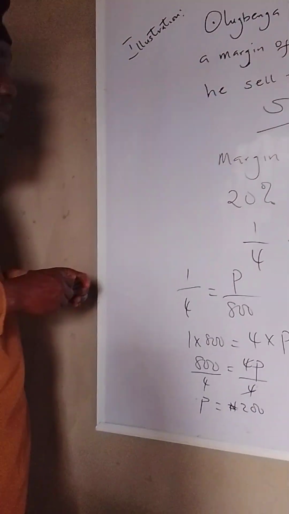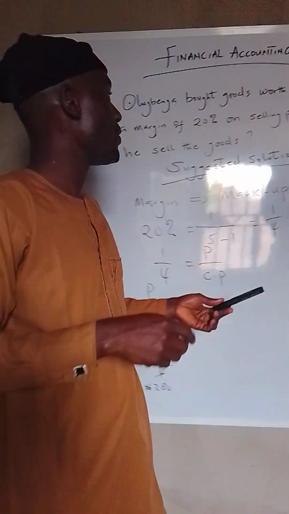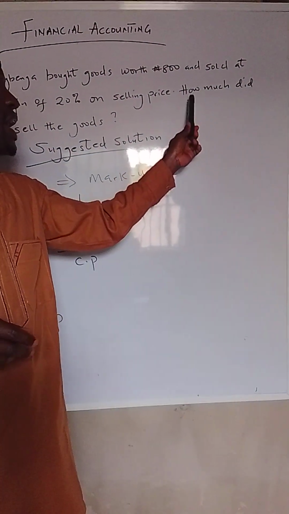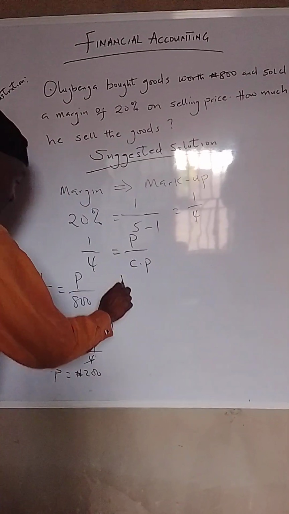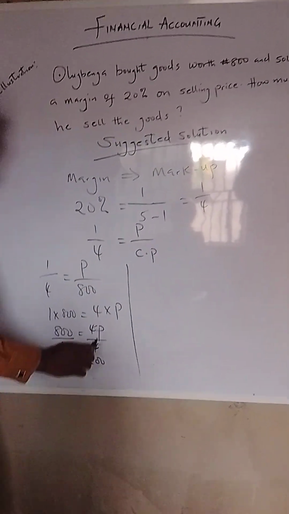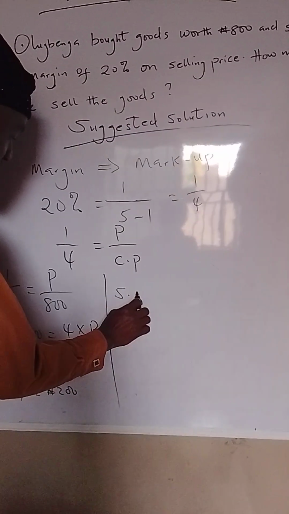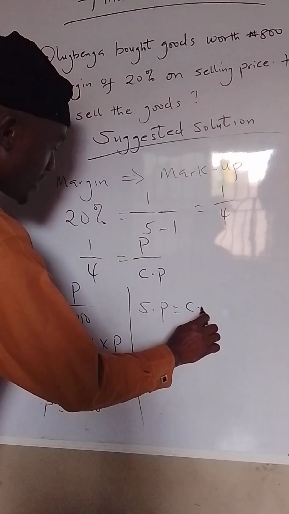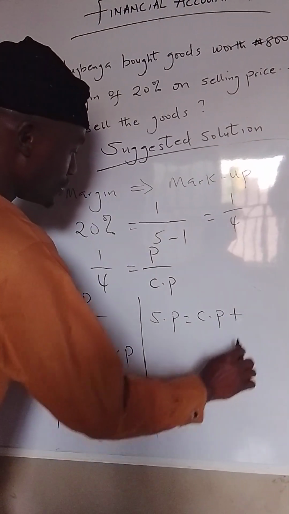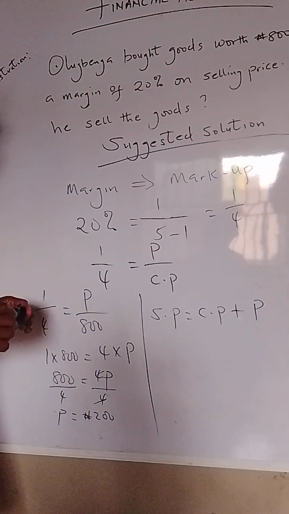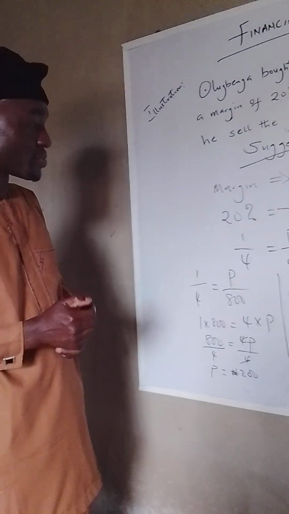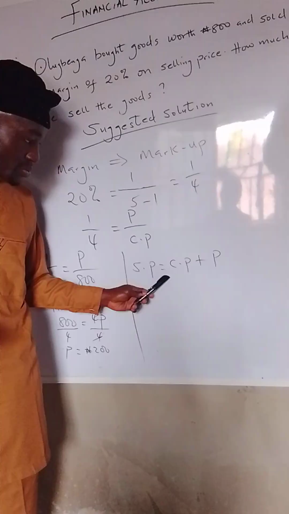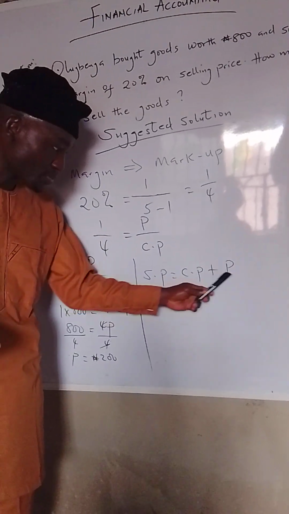So having known that, we have to calculate our selling price. How much did they sell the goods? Now, in the process of calculating our selling price, we know that in mathematics, the formula for calculating selling price is equals to cost price plus your profit. That's the way they taught us in our primary school and in our junior secondary school. So our selling price here is equals to cost price plus profit.